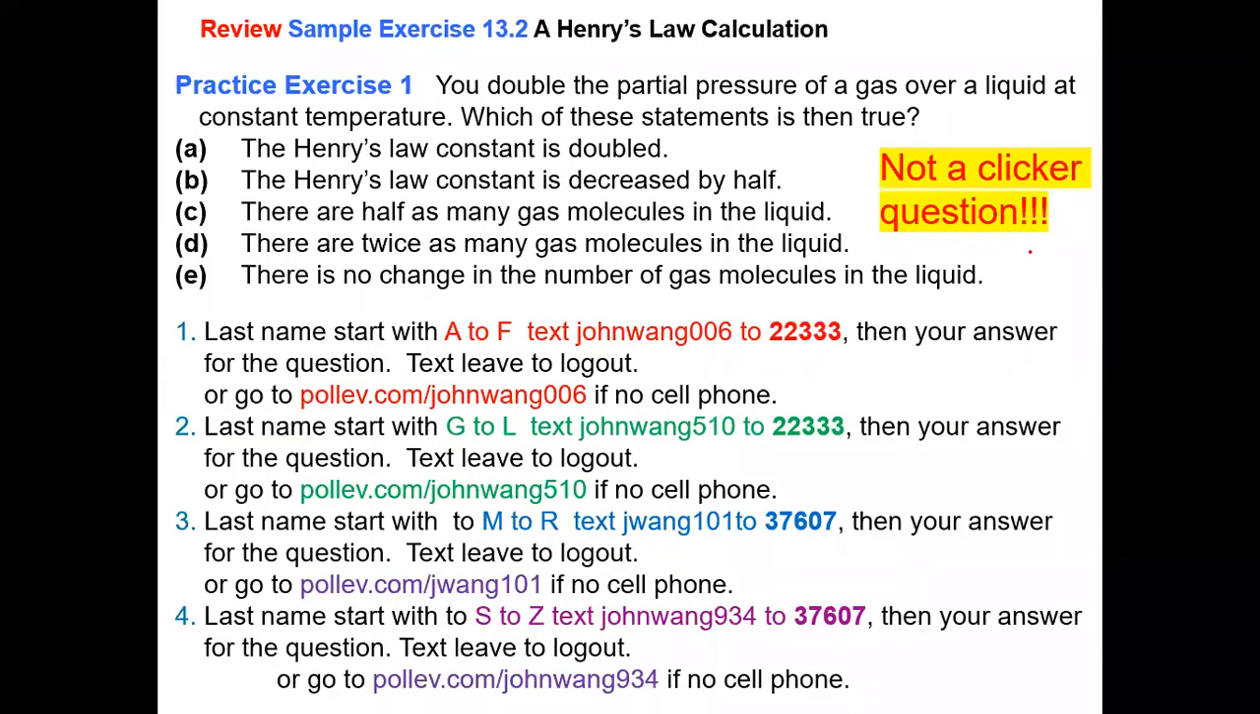Okay, so now this is not a clear question. This is the review, okay? As we saw in the last slide, and as Jose's comment, when you say the number of gas particles in your solution doubles, it means the partial pressure of the gas doubles. And oppositely, if you double the partial pressure of a gas over a liquid at constant temperature, what will happen? In all those choices, the answer is D.